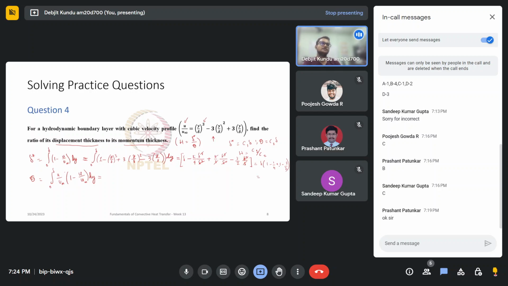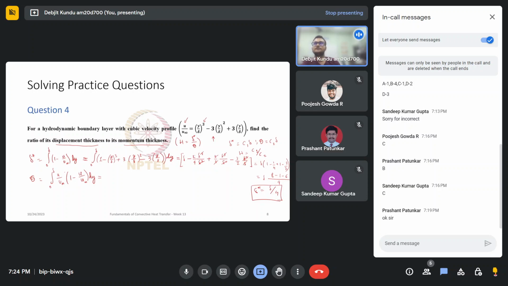So what does it become? So 1 plus 1 is 2. Let's take 4 common here. 1 plus 1 is 2, 2 into 4 is 8, minus 1, and minus 3 into 2 will be 6. So 8 minus 7, that is 1 by 4. So this becomes delta by 4. So delta star is equal to delta by 4.